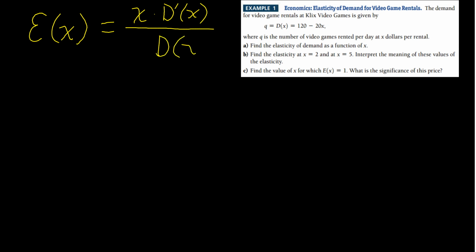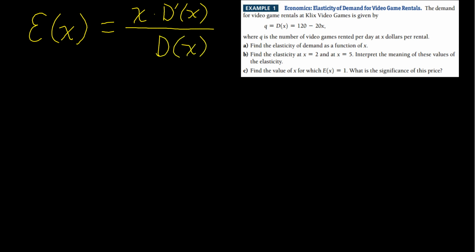All right, so the demand for video game rentals at Clicks Video Games is given by Q is equal to D of X equal to 120 minus 20X. Alrighty, so we want to find the elasticity of demand as a function of X. So let's go ahead and put our function up here. So the E of X, our elasticity, this is just the theorem reiterated, is going to be X times our derivative of my function, so d prime of x, all over d of x.